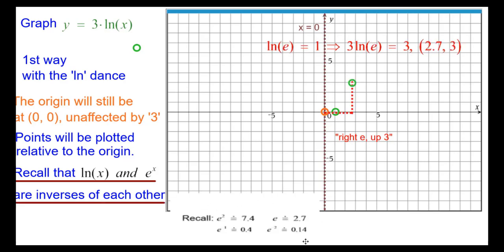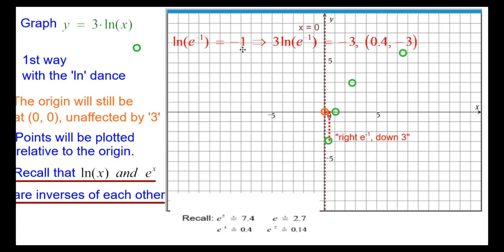Now we're going to put in these values, these powers of e here, because we need to recall and know those to be able to graph the natural log. The natural log of e squared is 2, so tripling that is 6. So write e squared, up 6, 7.4 comma 6.